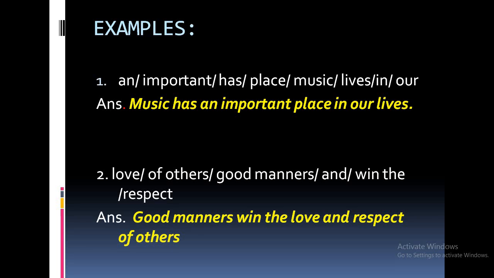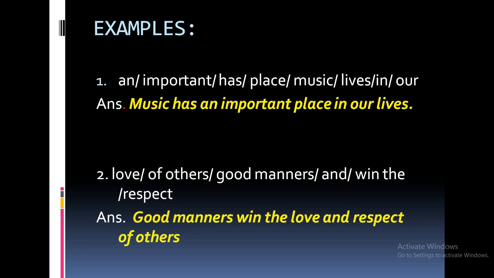Important place where? So our lives, whose lives? Our lives. So in our lives, on our lives, at our lives, for our lives. So I'll prefer in our lives, right? So the preposition is to be located here. So the answer that comes is: music has an important place in our lives.